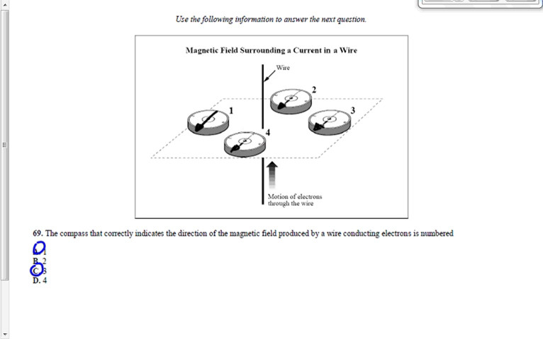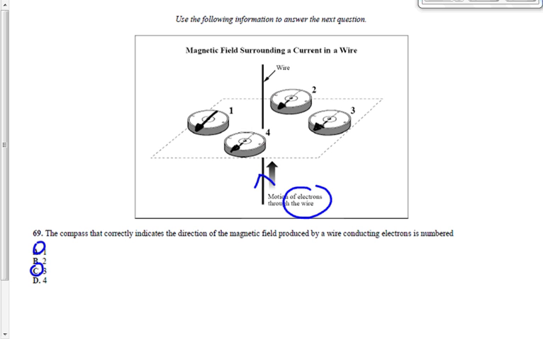Okay, we've got motion of the electrons through the wire, electron current going up here. If it said conventional current, what would we do? Right hand, right? Because conventional current is the flow of positive charge, even though it doesn't really flow through a wire. Every once in a while, they may throw that little wrench in there. Okay, conventional current, use your right hand. Electron current, use your left hand. So thumb in the direction of the particle.